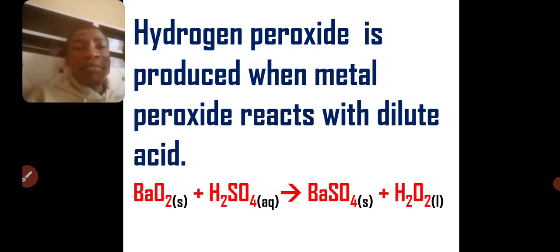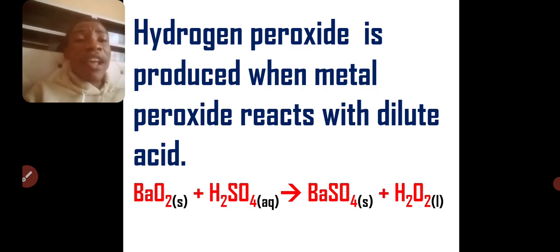So you can produce hydrogen peroxide when you react dilute acid with a metal peroxide. We'll look at that under hydrogen peroxide. So these are the types of oxides that we have.